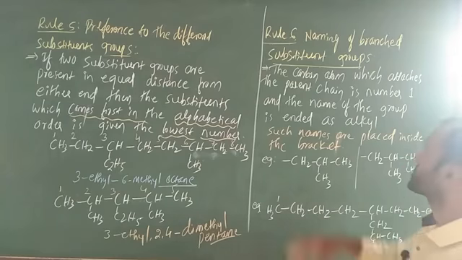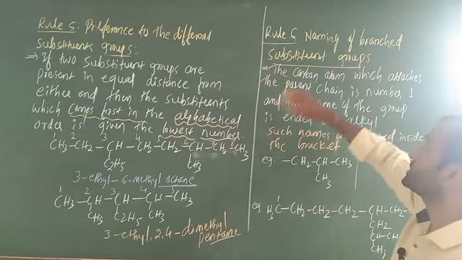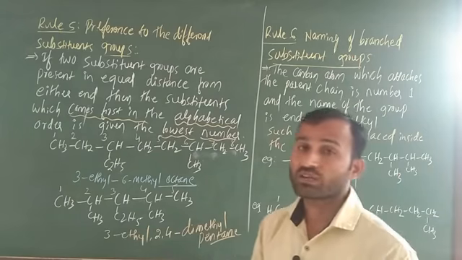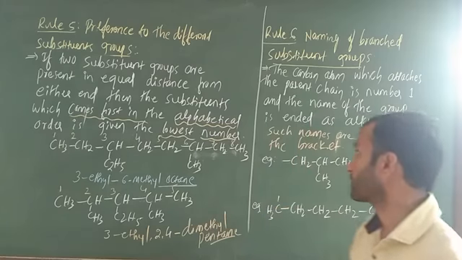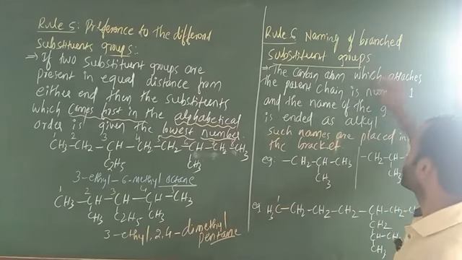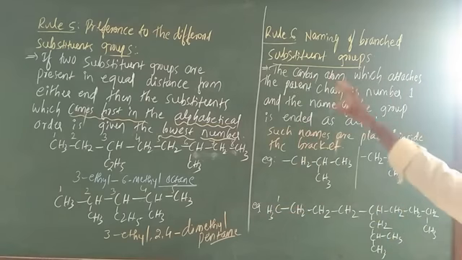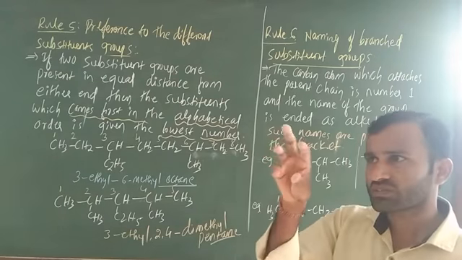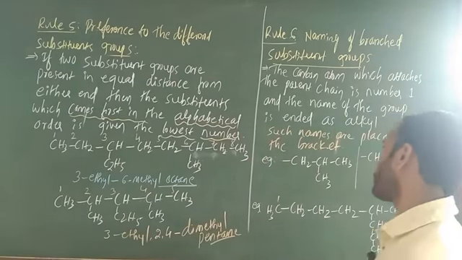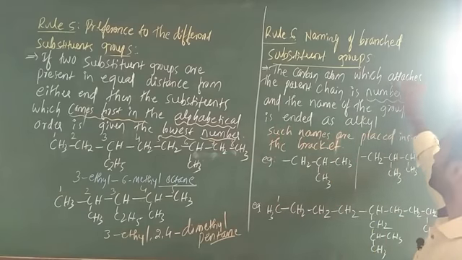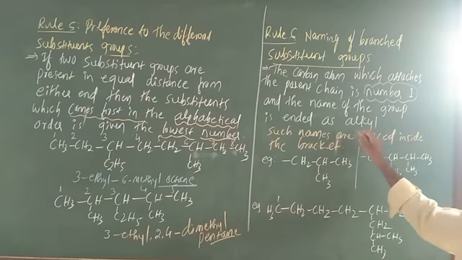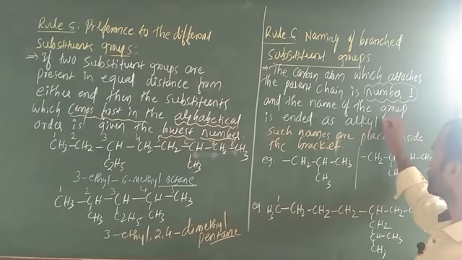6. The rule number 6 means what? Naming of branched substituent groups. If the substituent group is having a branch, isomeric form like that only, okay, that time the carbon atom which attaches to the parent chain is number 1. If the carbon atom attaches to the parent chain, that indicates what? Numbering 1. This is important, bear in mind, that indicates number 1. Next, and the name of the group ends as alkyl. This is also most important.